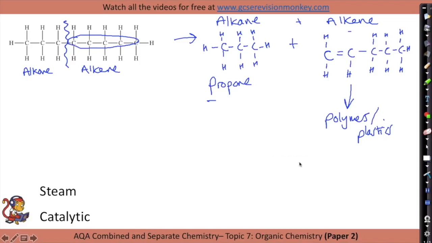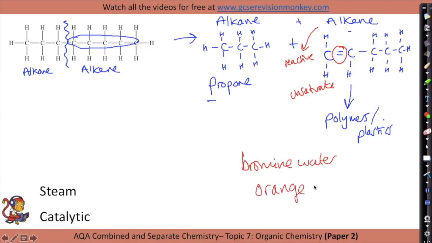Now there's one way that we can test for these alkenes, these unsaturated molecules. Because these are more reactive, we can use a test with bromine water. If we add bromine water to an alkene, it will go from orange to colourless. You can never ever write clear in the exam. You must write colourless because there's no colour at all. So it goes from orange to colourless. Whereas if you added it to an alkane, that would just stay orange. That's our way of telling whether we've got an alkene or not.